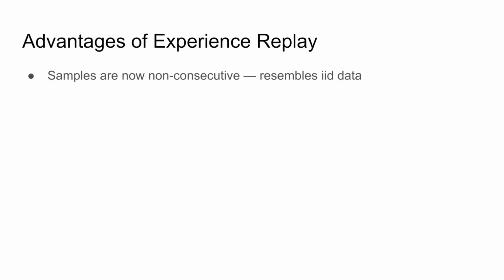Now, what are the advantages of using replay memory or experience replay? Well, firstly, your samples are now non-consecutive, and this resembles IID data. But another advantage is that each sample can now be used multiple times. So it is essentially making this algorithm more sample efficient, because earlier you were just looking at one frame, performing one update, and then throwing that experience away. But now you can store that experience in your experience replay buffer, and you can do multiple updates on that particular memory.